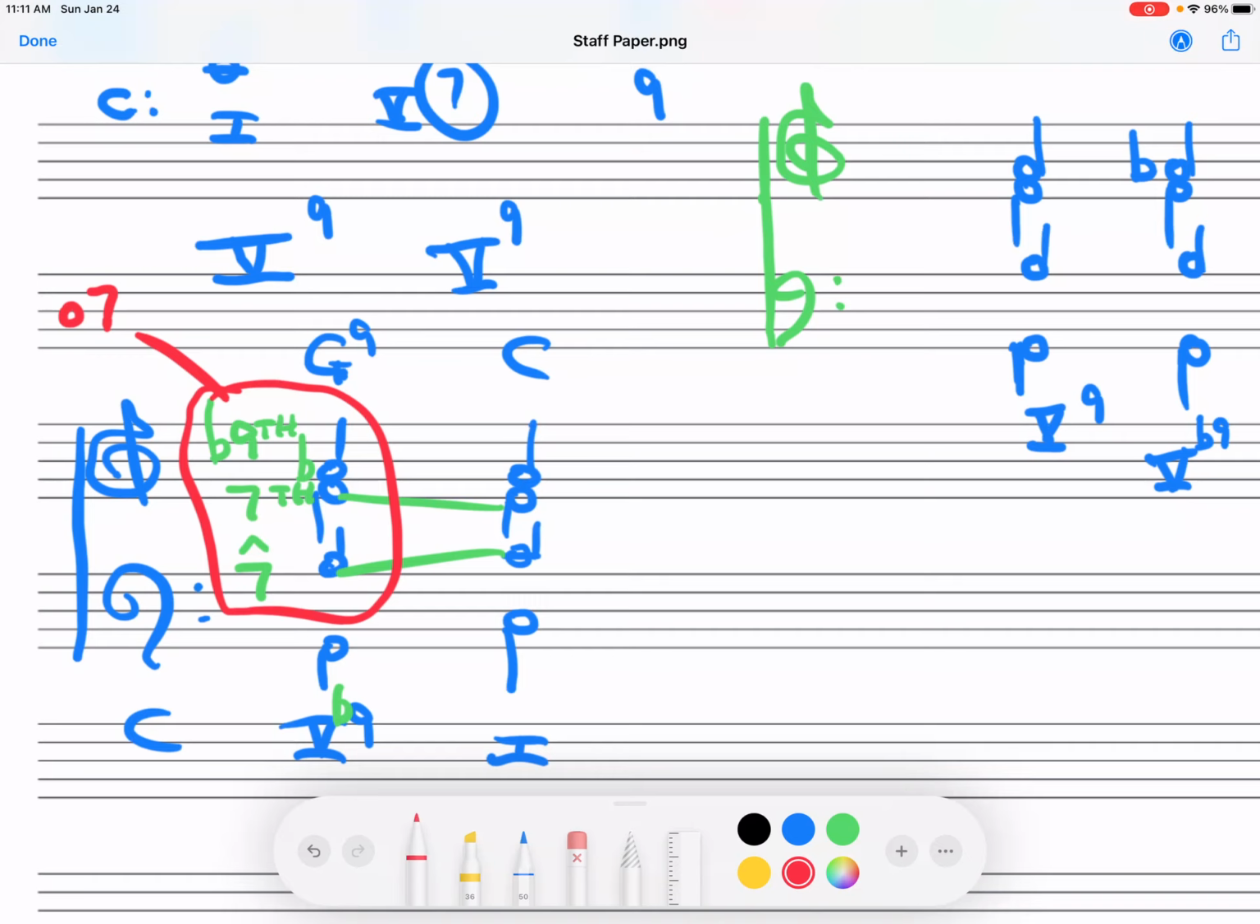If it's raised up, of course, you have a half diminished, and then if you add the root, if you add the dominant note, the 5th degree of the scale, of course, it makes it into a 9th chord.